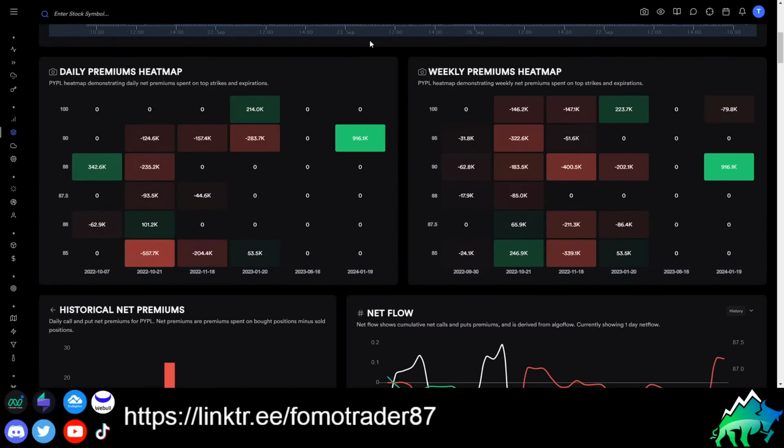And the first thing I would want to look at is the heat map and see what lights up. So expiring October 7th is the 88 calls, 342,000. And October 21st for the 86 calls, we have 101,000, but nothing that really sticks out. Looking at the weekly, nothing for 9/30 expiration, but 10/21 we do have 85 and 87.50.